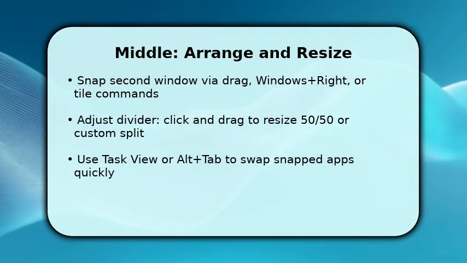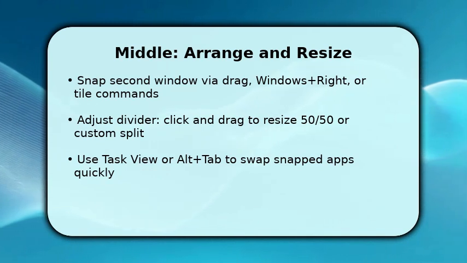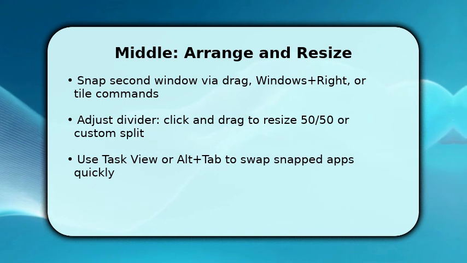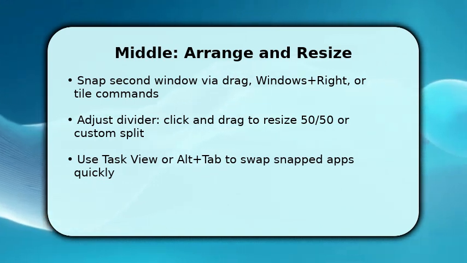Once the first window is snapped, bring the second window into focus and snap it to the opposite side using drag or Windows plus right. You must position Windows deliberately so the OS creates a tiled layout.